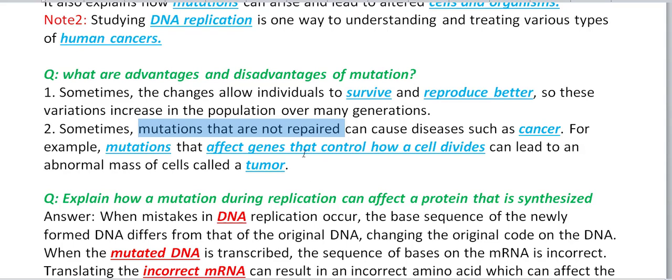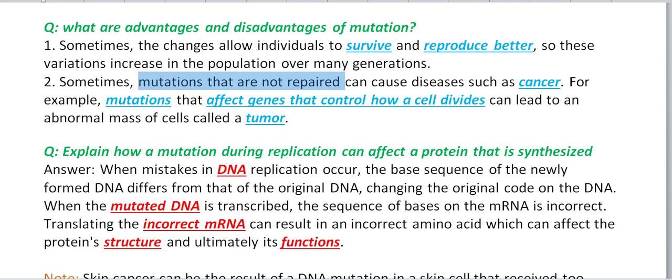One of the mutations occurs in the gene that controls cell division. We have a gene in all human cells, a gene for how cells divide. If this gene is mutated, the cell will divide repeatedly, continuously, without stopping. This is called cancer. Uncontrolled cell division is called cancer.